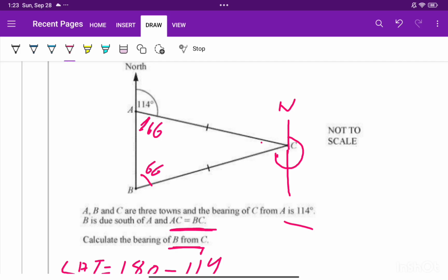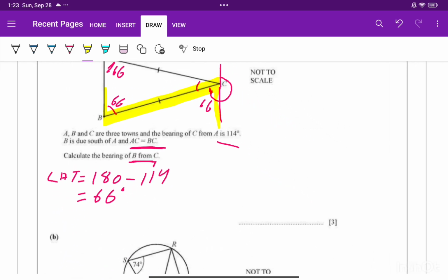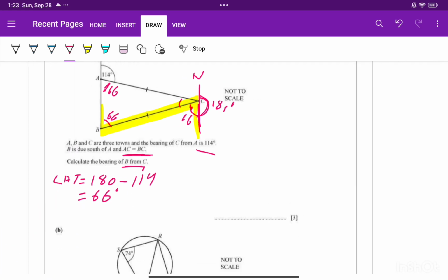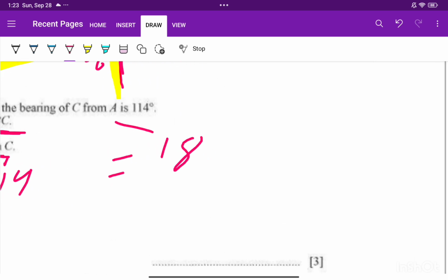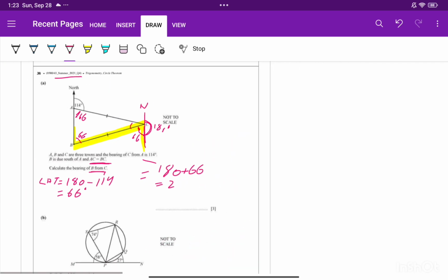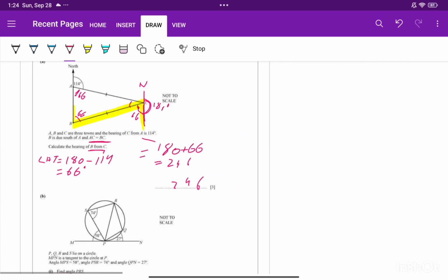Now we can find this. This will also be 66. Why? Because of alternate angles. So 66. And this is a straight line, so a straight line is 180 degree. So 180 plus 66, our answer will be 246. Let's move to part B.